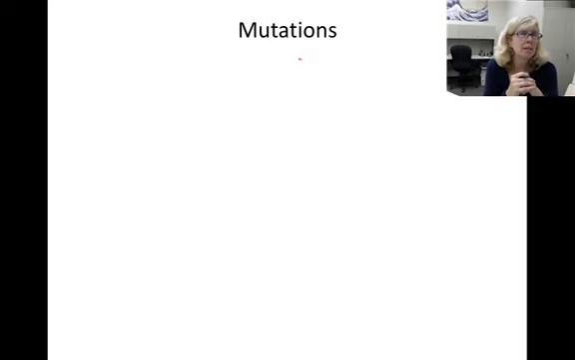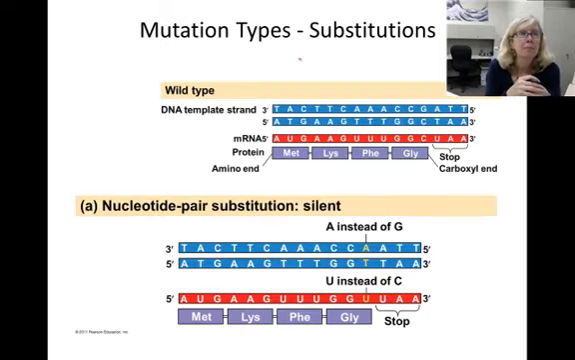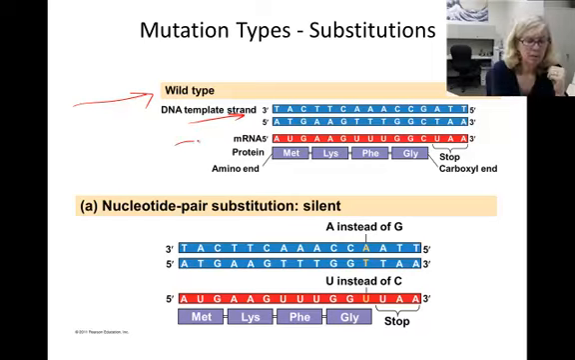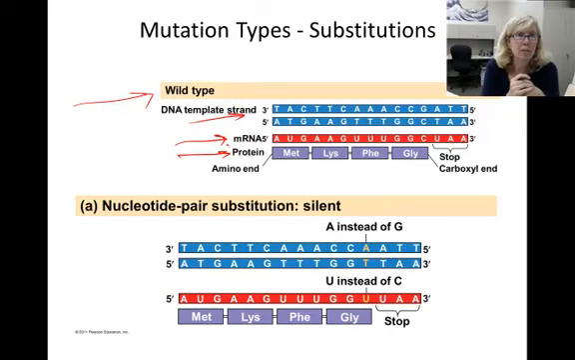Now that you understand the basics of making a polypeptide, let's look at what happens if there's an incorrect nucleotide base pair and how that affects the mRNA and the protein. Here is a normal wild-type strand of DNA. The top strand is the template. It codes for the mRNA, which is then used to make the protein. So far, that should seem like what we've just covered.